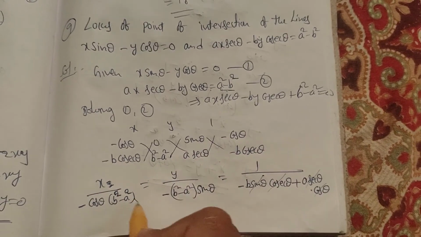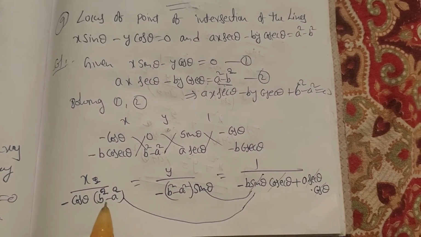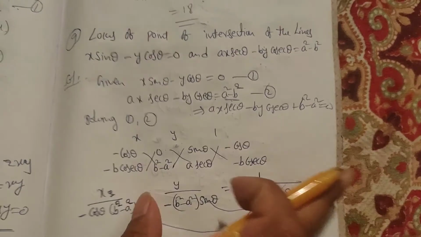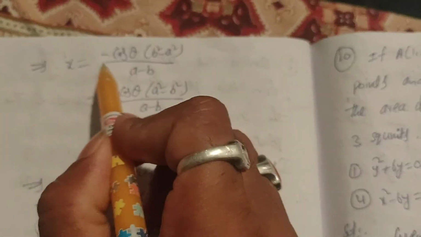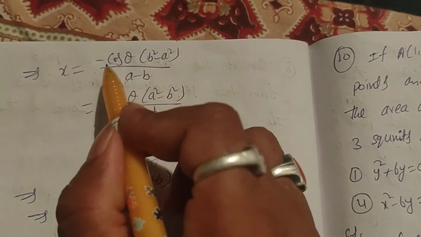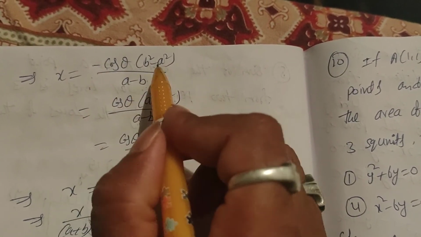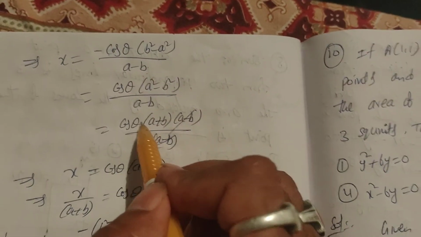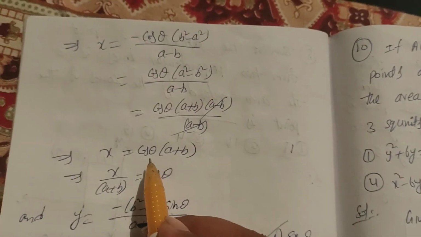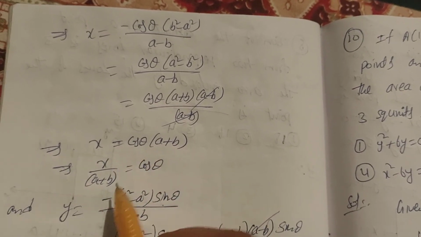Now equating these two you get the x value, and equating these two you get the y value. So x is equal to minus cos theta into b square minus a square by, here already this one cancels, we have minus b by a. That means x is equal to minus cos theta into b square minus a square by a minus b. If you simplify, this minus transposed inside gives a square minus b square, because it is in terms of a minus b. So apply the a square minus b square formula, a minus b into a plus b. The a minus b cancels, and we have cos theta into a plus b. Make only the trigonometric function on one side, remaining terms on the other side. So cos theta is equal to x by a plus b.